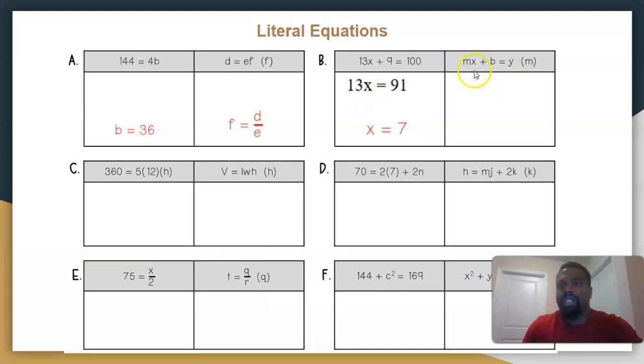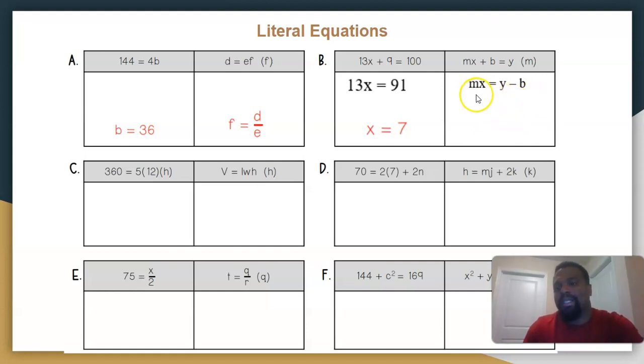Well, we approach this equation right here on the right the same way. We want to get M by itself. This will also involve a two-step equation. We want to first move B over to the right side. So we subtract B from both sides, and we get MX equals Y minus B.